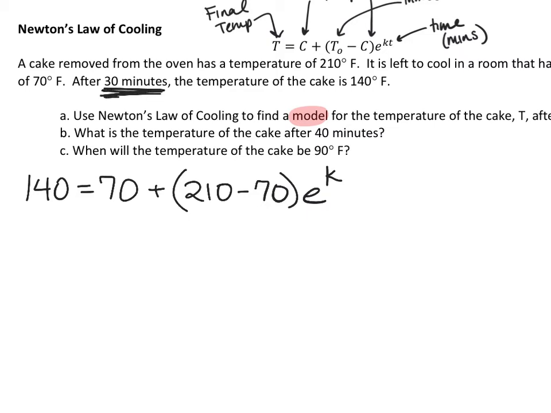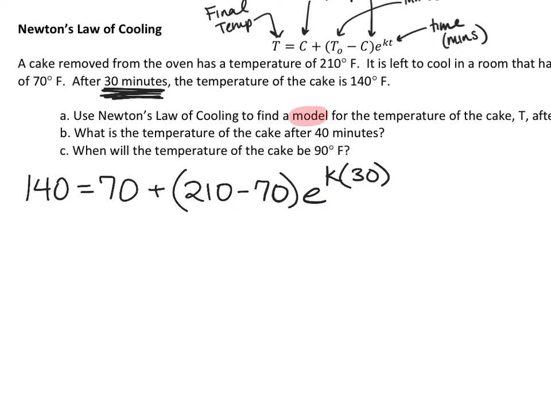Oh, wait, t is 30, right? T is 30 because it's cooling for 30 minutes. Now, if I fill in everything I knew, what's the only variable you have left? K. Again, we need to find k because it's a constant for cake. If we were doing a different object, it'd have a different k. But since I only have one variable in one equation, I can solve.